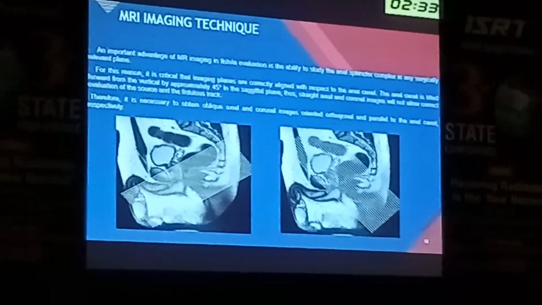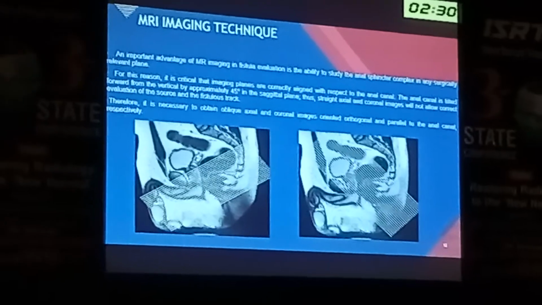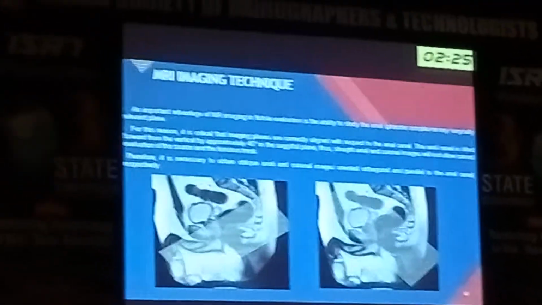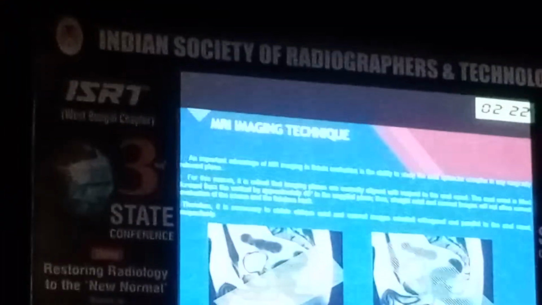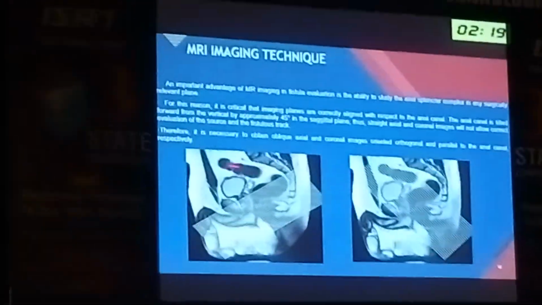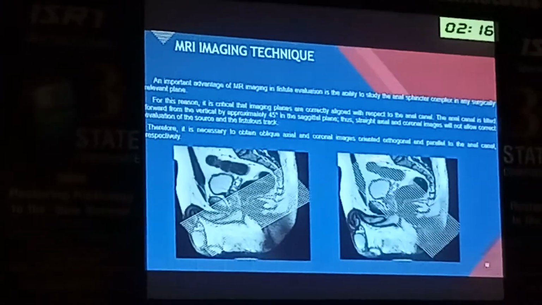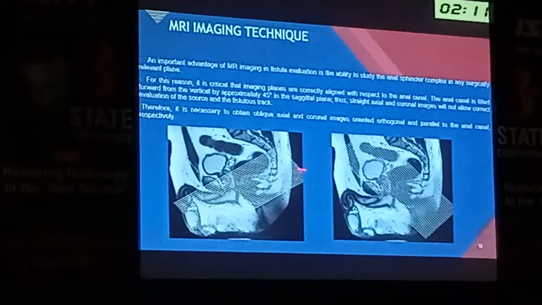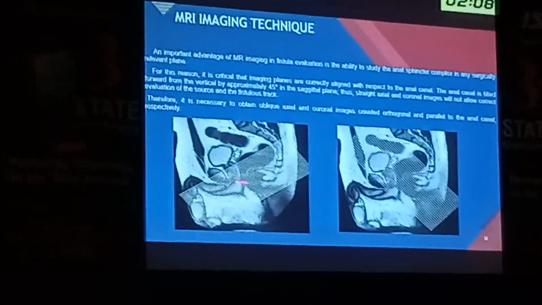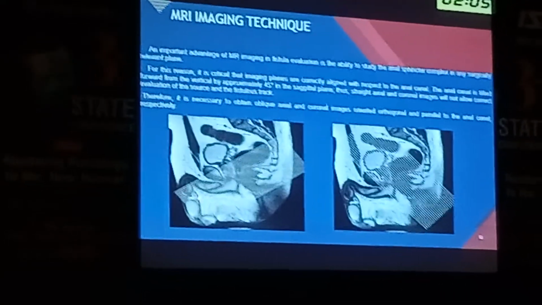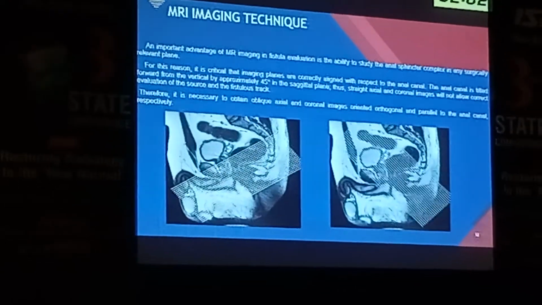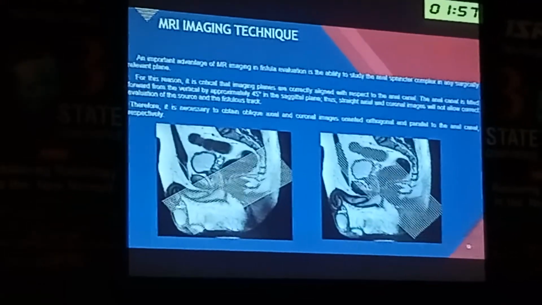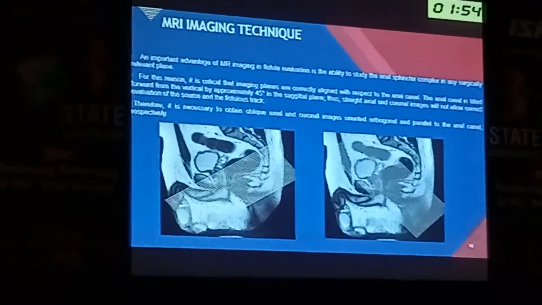The next step is a very important step. Normally, when we take the transverse and coronal images, we take slices parallel or perpendicular to the body axis. But in the case of fistulogram, you should take the slice parallel or perpendicular with respect to the rectum, not the body. It is too much important. So first take a sagittal image, then plan the oblique coronal and oblique axial.